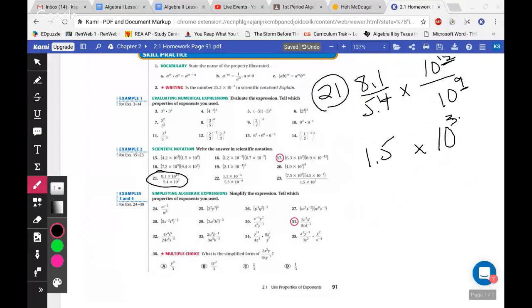Does that make sense? Clear as mud? Okay. That one's not too awful bad. 23 looks like it's going to be fun, though.